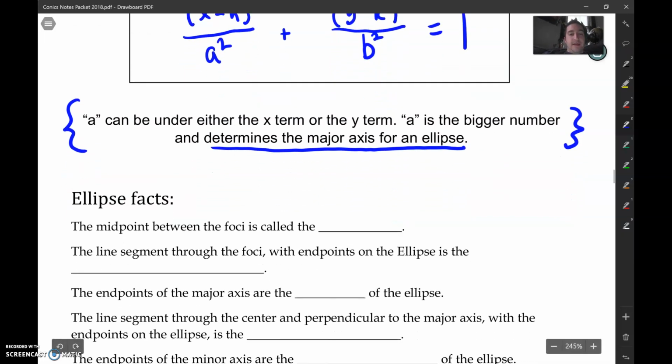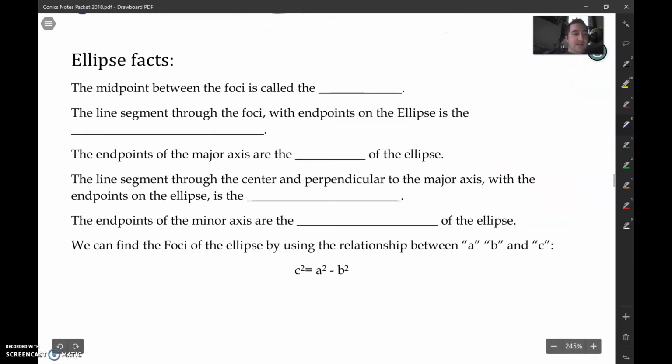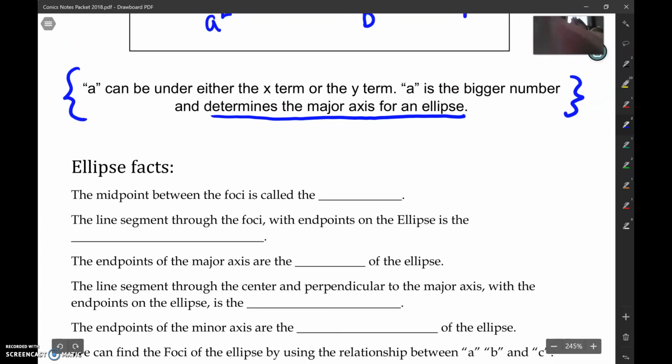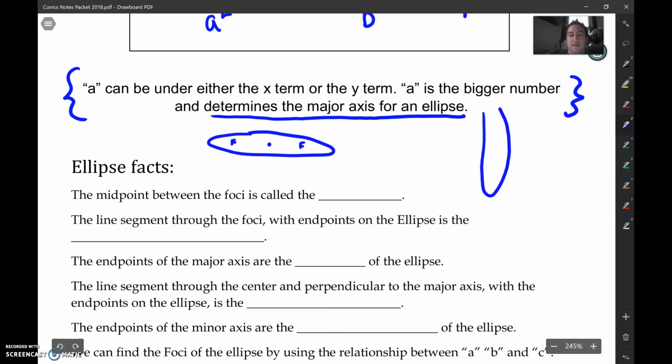All right, let's talk some ellipse facts. Ellipses are pretty impressive shapes, okay? So let's actually draw this, just so you know. You could have this, which has its center, focal point 1, focal point 2, or you could have this, which would have a center, focal point 1, focal point 2. The foci are always on the major axis. The midpoint between the two foci is called the center. That makes sense. Center is right in the dead center of the ellipse.